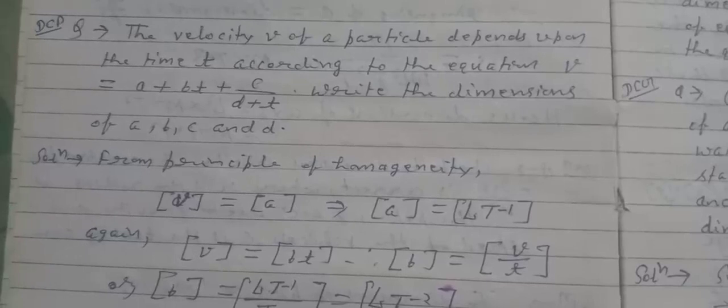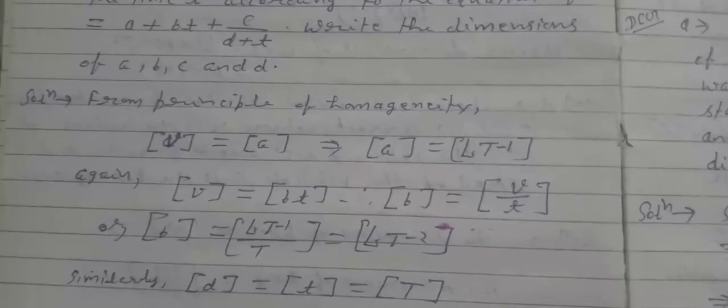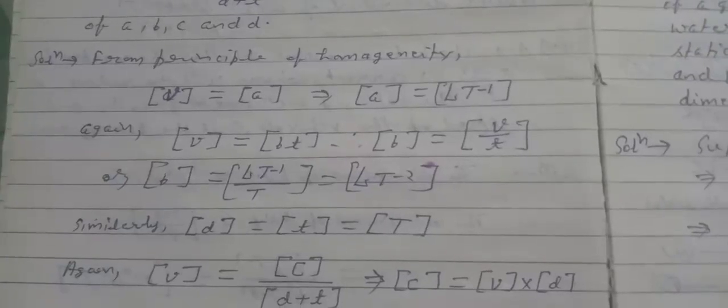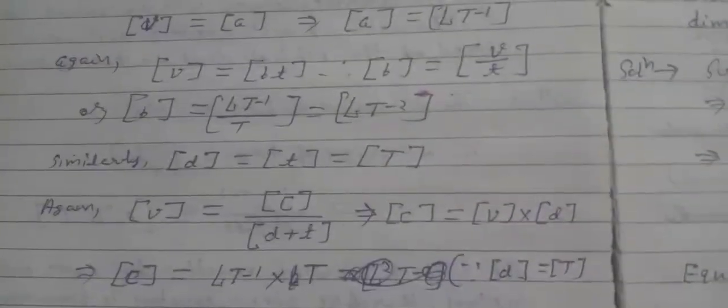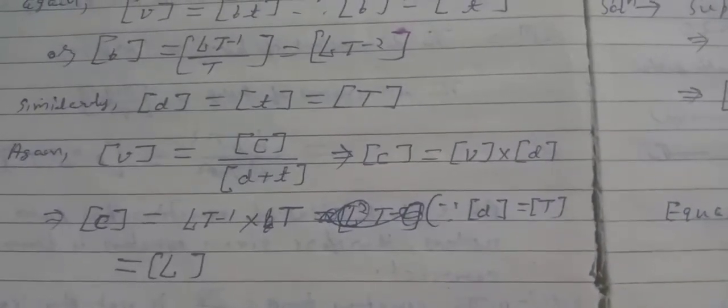Again, dimension of v equals dimension of b into t. Hence dimension of b equals dimension of v by t. Solving, we get dimension of b equals LT⁻². Similarly, dimension of d equals dimension of t, which is T. Again, dimension of v equals dimension of c by dimension of d plus t. So dimension of c equals dimension of v into dimension of d. Hence dimension of c equals LT⁻¹ into T, which equals L. Answer.